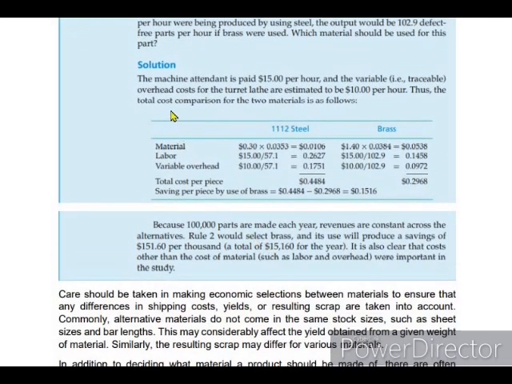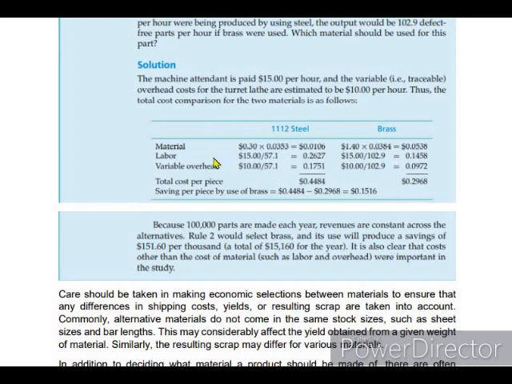So the solution: the machine attendant is paid $15 per hour, so another variable here. And the variable traceable overhead costs for the Torre lathe are estimated to be $10 per hour. So we have also an overhead cost here. So thus, the total cost comparison for the two materials is as follows. We will just put them in a comparison table. So first, this column is about the 1112 steel and this column is about the brass.